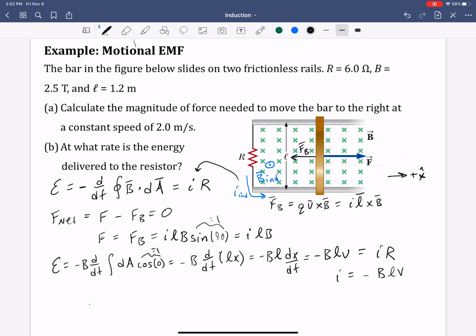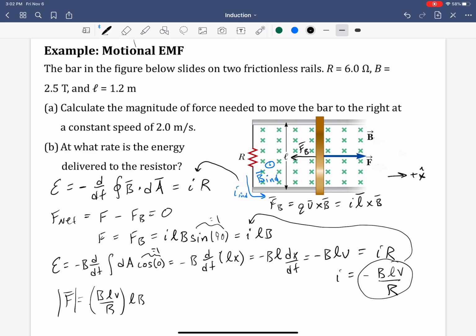Minus BLV over R. And this is what we plug into our force equation. Right there. All right? To give us the force applied, actually we want the magnitude. So the magnitude is BLV over R times LB. Plug that into right there. And so that means B squared L squared times V over R.